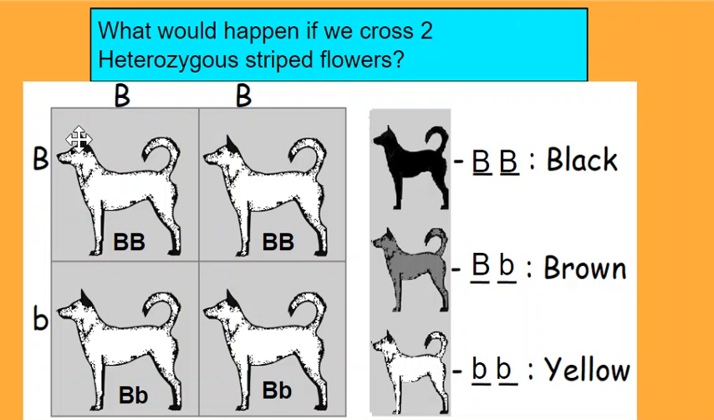No, not heterozygous. This one has homozygous dominant and heterozygous. So, if we drag and drop those alleles into the boxes below, 2 of the boxes are big B, meaning that 50% of the puppies are black. 2 of the boxes are big B, little b, meaning that 50% of the puppies are brown. There are 0% that are yellow. This is incomplete dominance.